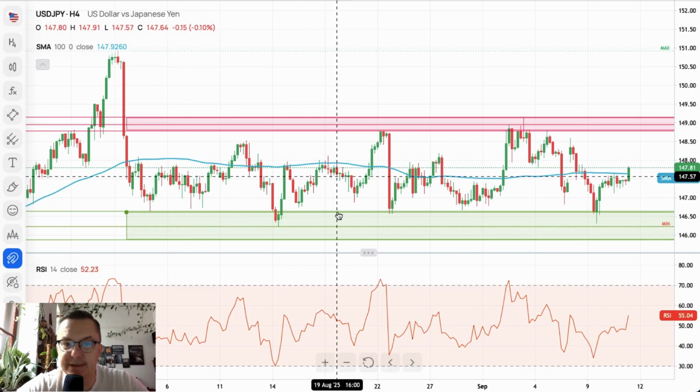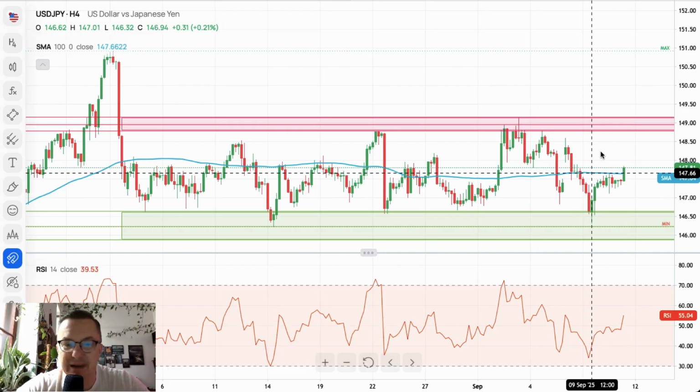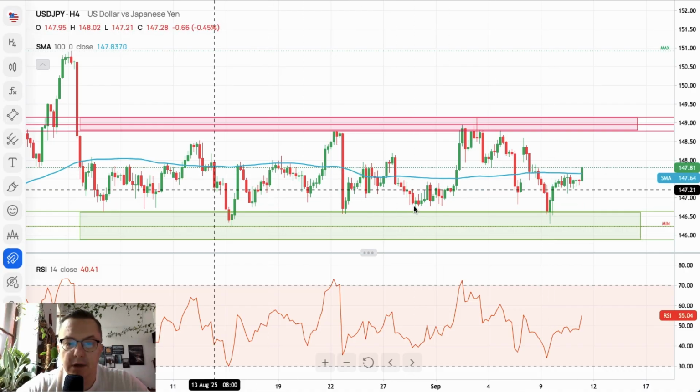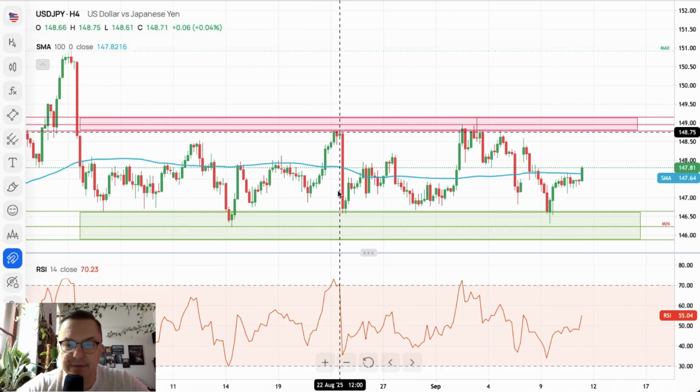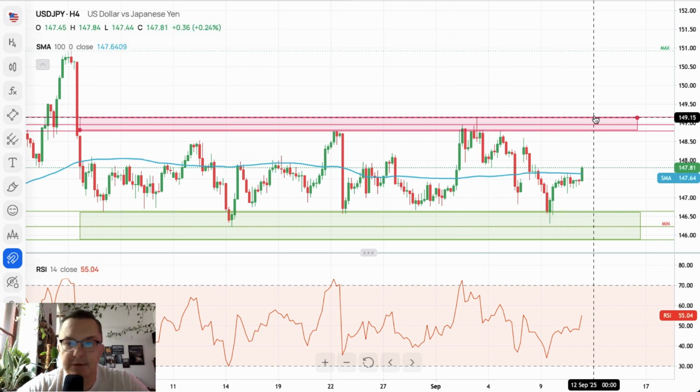US dollar versus the Japanese yen doing completely nothing yet again. Very repetitive pattern right now on the US dollar versus the Japanese yen. Very repetitive trading behavior from the demand zone to supply zone, demand zone, supply zone, and so on and so on.